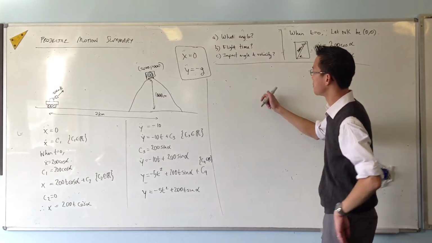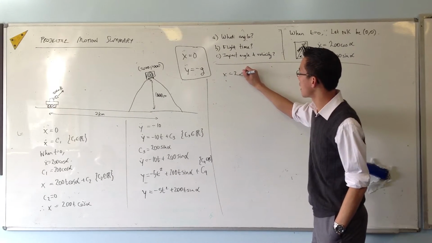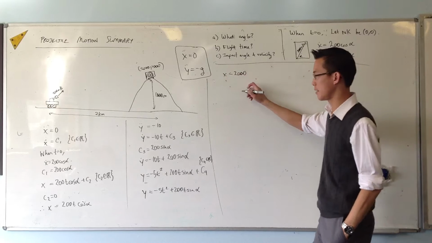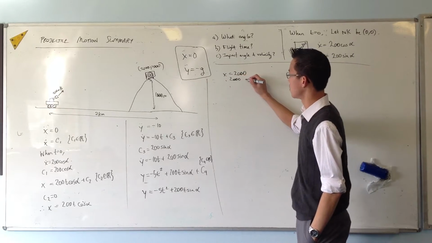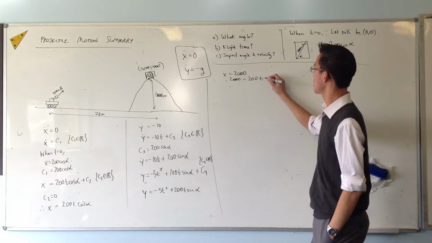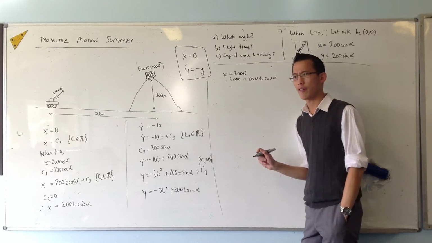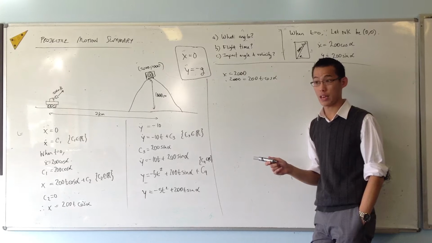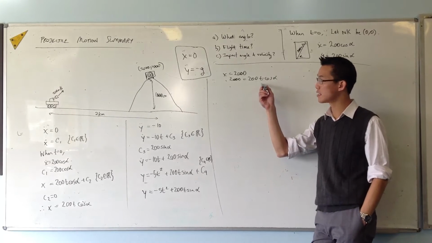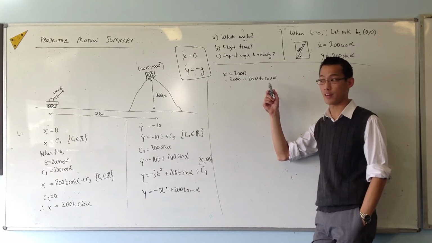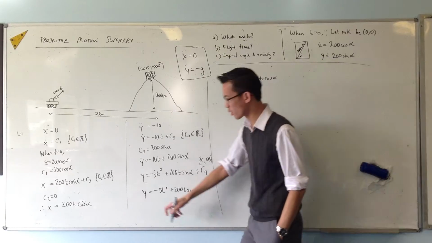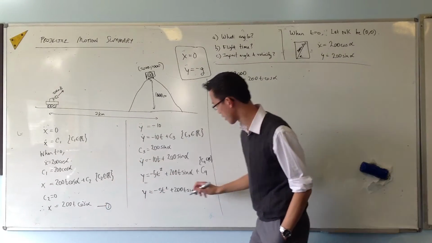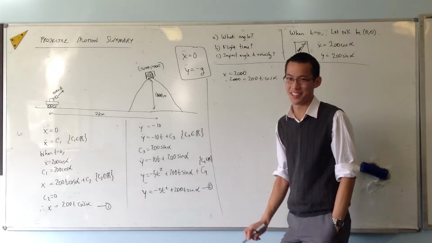Okay? So x is equal to 2000. So let's pop that in. 2000 is equal to 200 t cos alpha. Okay, now remember, what are we trying to solve for? We're trying to solve for alpha in this case, right? So therefore, it's in my interest to eliminate t out of the next equation. This is sort of like simultaneous equations, if you like. A lot of simultaneous equations.